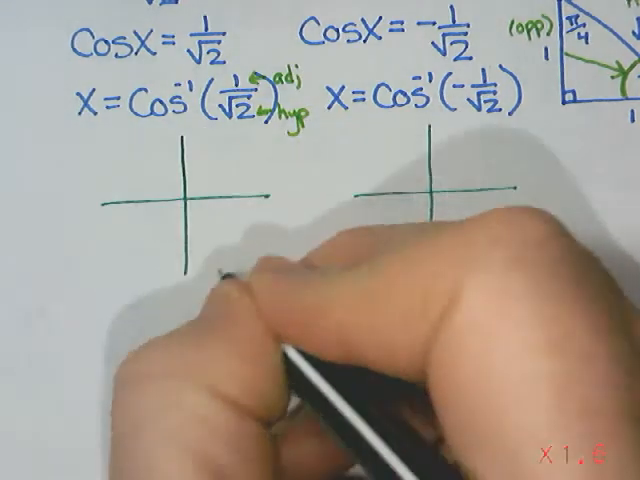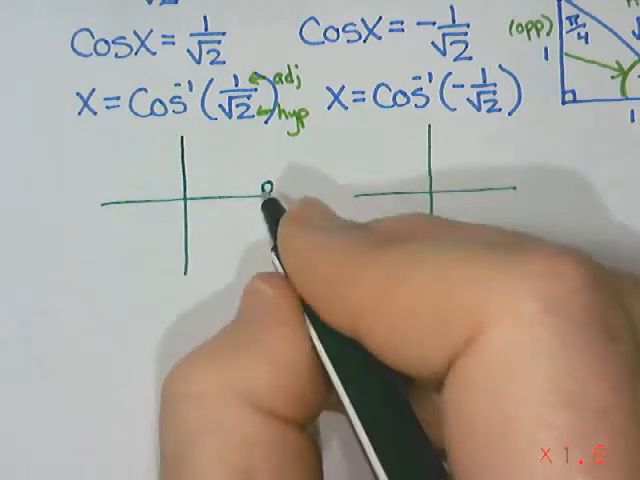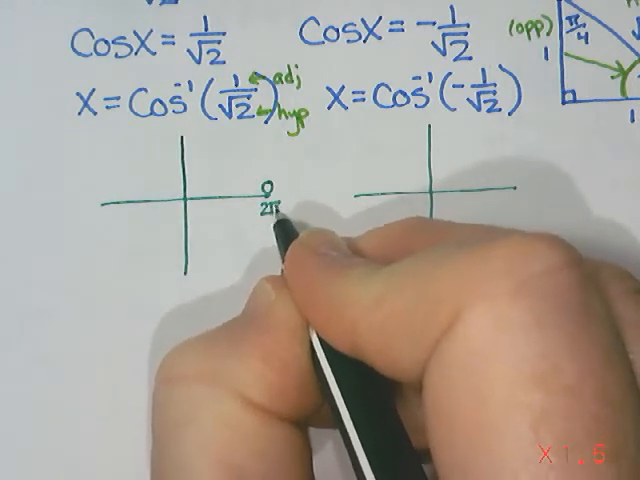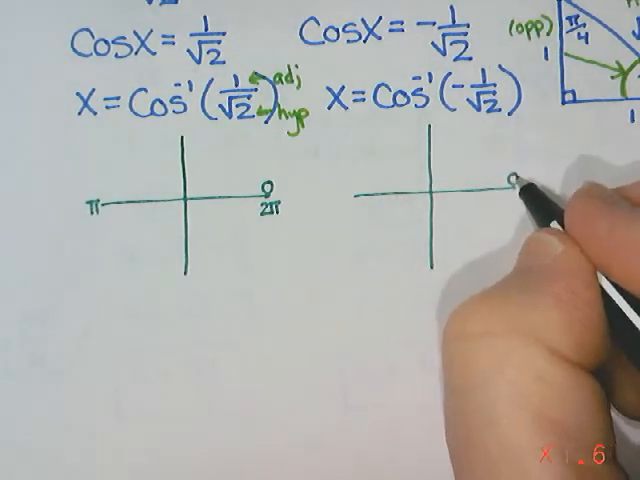So looking at my first one, this is 0. That's where my angles start. Full circle is 2 pi. And then just halfway is pi. And it's the same thing on this one.